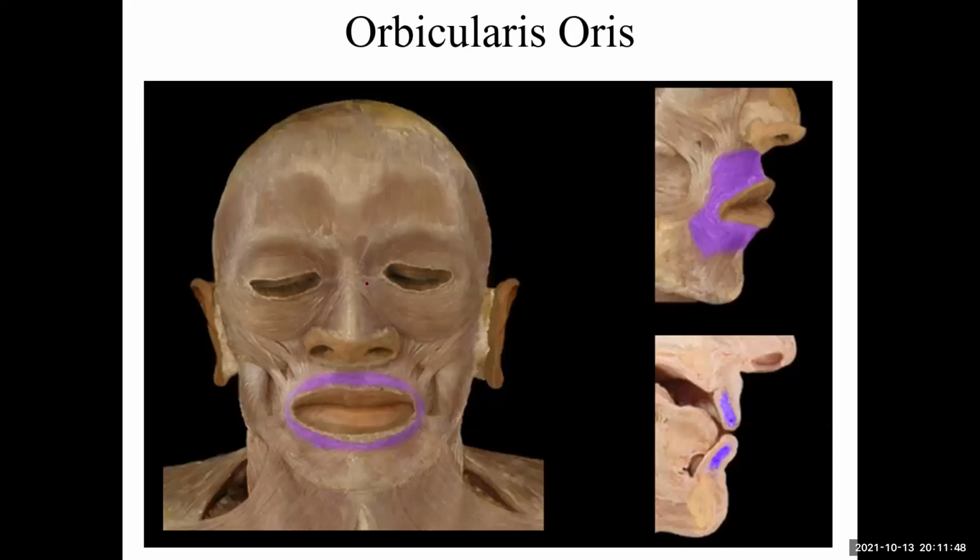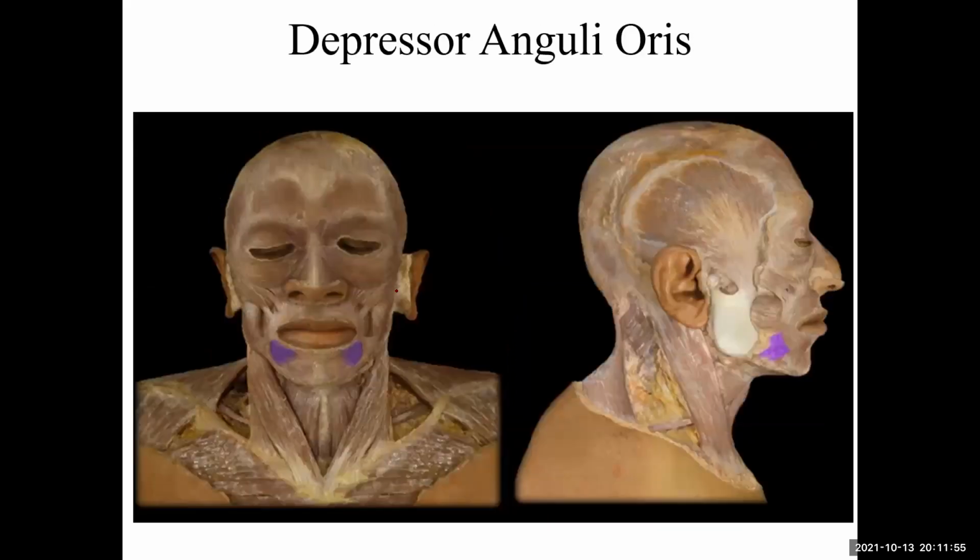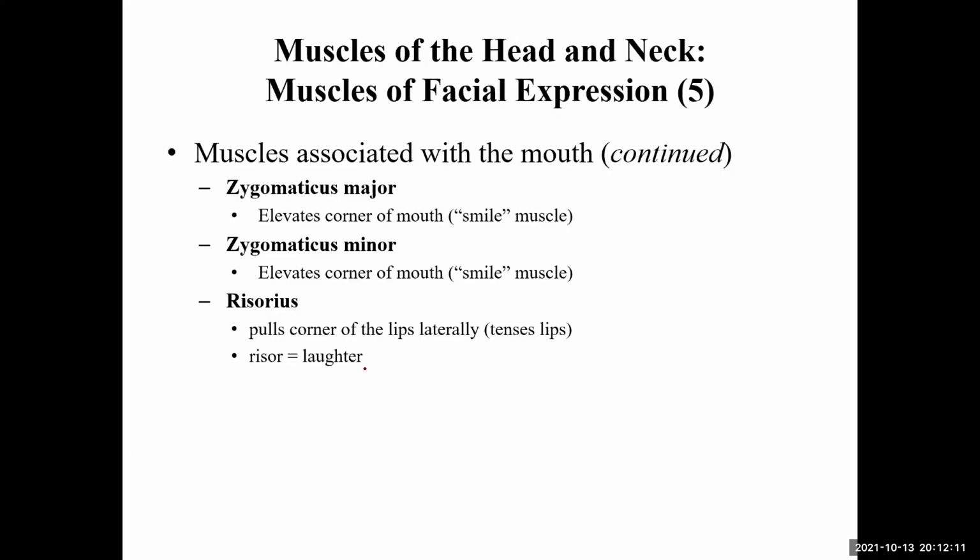So there's Orbicularis oris. And so when you contract that, it causes you to pucker your lips. And then here you can see depressor anguli oris at the corners of your mouth. So when you contract those muscles, you'll pull your mouth down at the corners, giving that frown appearance there. Depressor anguli oris.